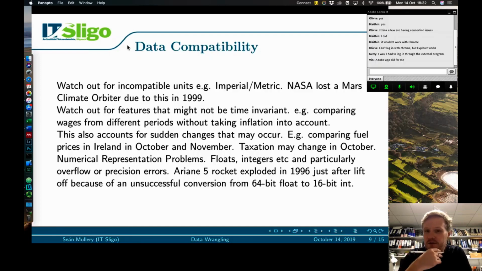This also accounts for sudden changes that might occur. For example, inflation tends to happen slowly over time. But let's say you were comparing fuel prices in Ireland in October and November. You may not be familiar with the Irish taxation system, but basically the budget happens in October, and oftentimes they will make a change to the taxation on fuel that literally is put on the next day.